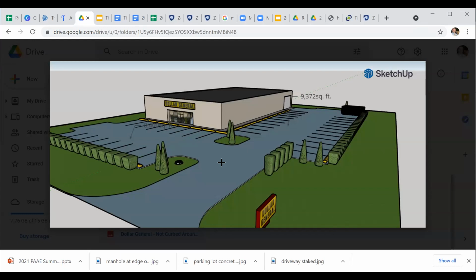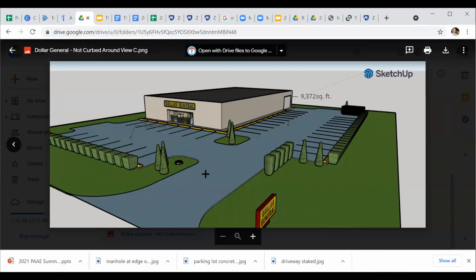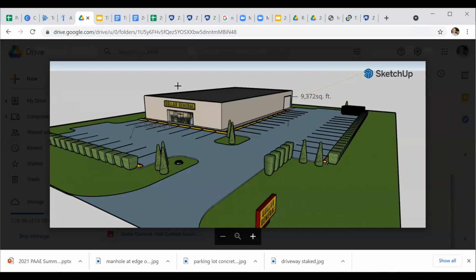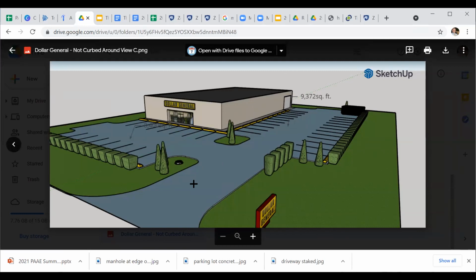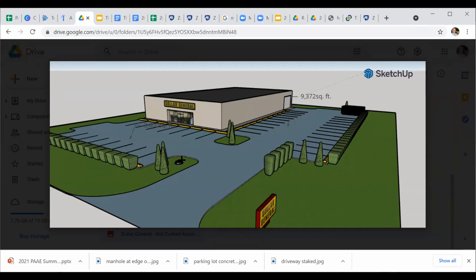One last note on this example, as you'll see when we get to the learning activities, this is not my design. I'm going to put that right up front. I did not create any of these. I just took them and altered them. This little manhole cover that sticks up a good bit was not there.